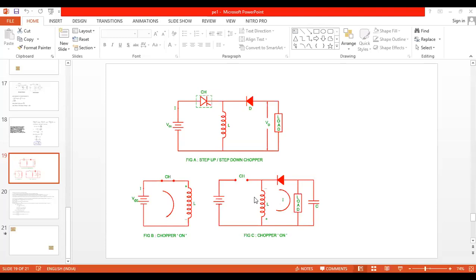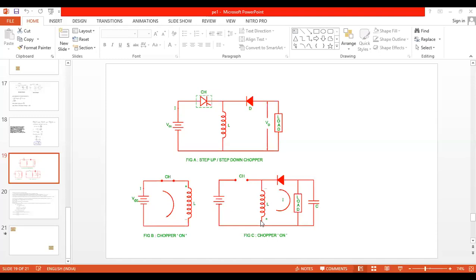So when the chopper is off, the inductor starts to de-energize. When the inductor de-energizes or releases the stored energy, the potential across the inductor gets reversed. As you can see here, we have the positive terminal and negative terminal. This is the most important point. So case B, when the chopper is off, the inductor starts to de-energize and the potential across the inductor gets reversed.